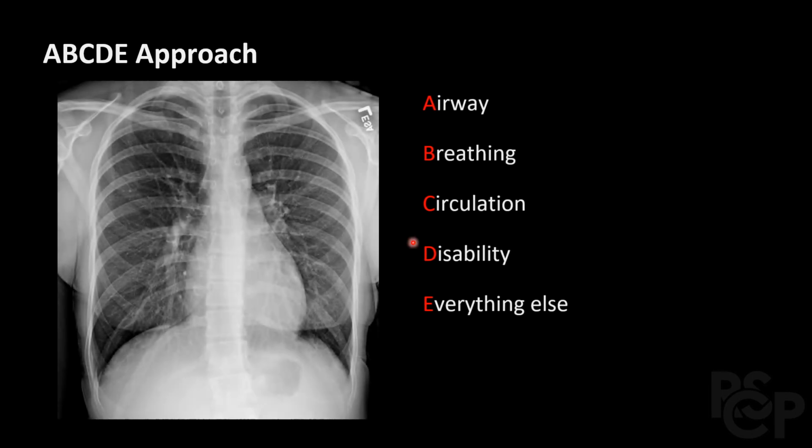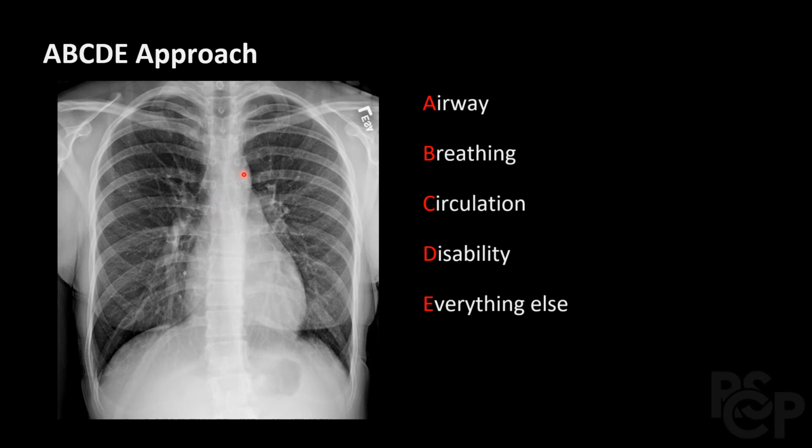Starting with airway, I would look at the trachea to see if it's stenosed or deviated. For breathing, I would be looking at the lungs and the pleural spaces. I'd be scanning for any opacities and assessing for symmetry. C for circulation, I would be looking at the cardiopericardial silhouette and looking if there's a widening of the mediastinum.